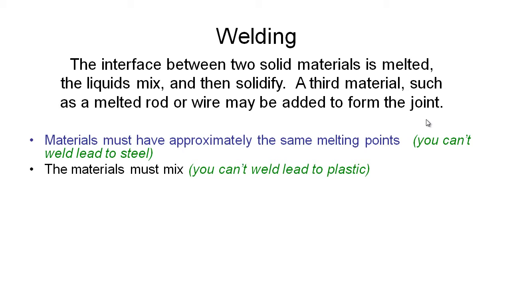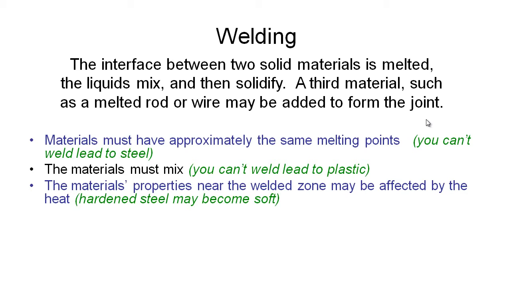The materials must be able to mix, so you might have an example where you're trying to weld lead to plastic. If you look up the melting points, you might find they're very similar, but because these materials are so dissimilar, they won't want to mix together happily, and so we're not going to be able to create a workable weld between these two materials.